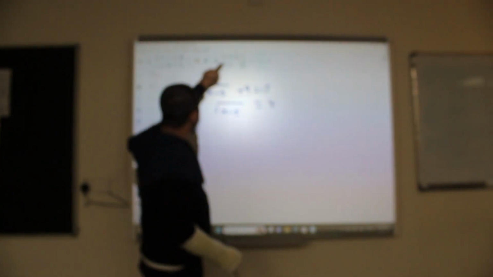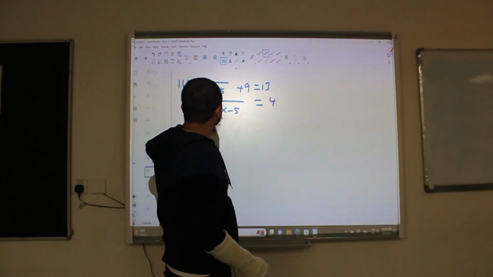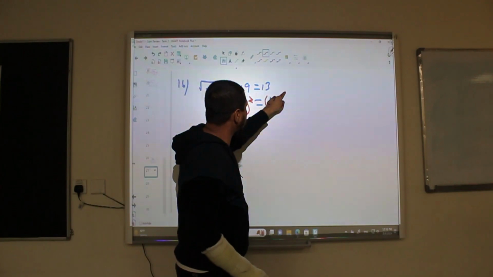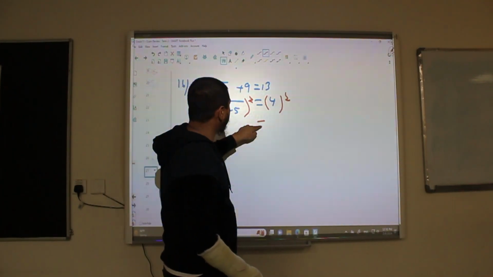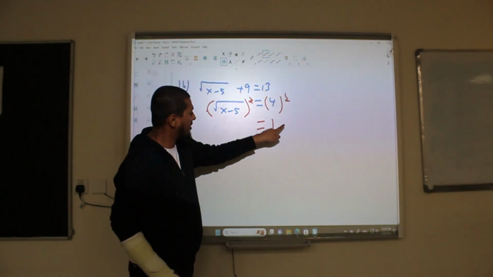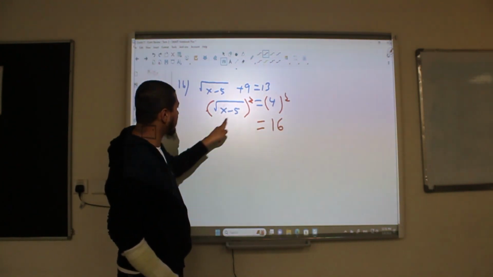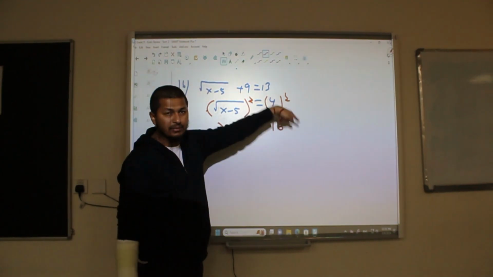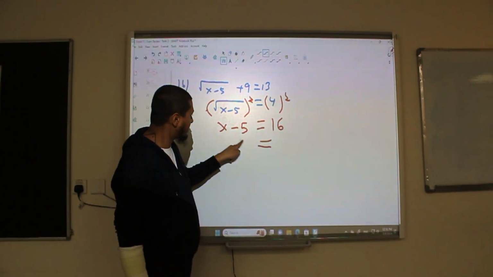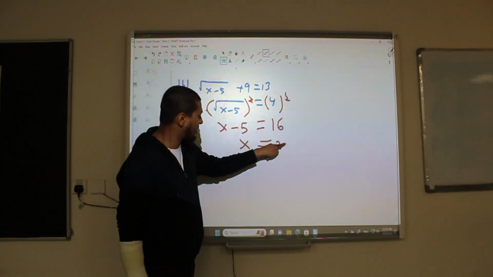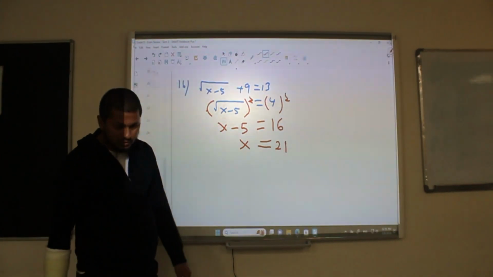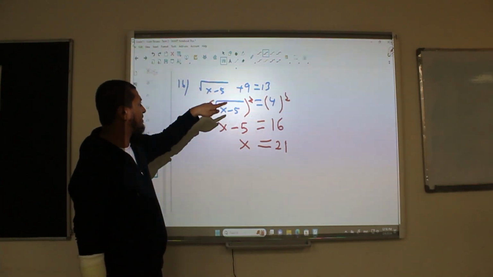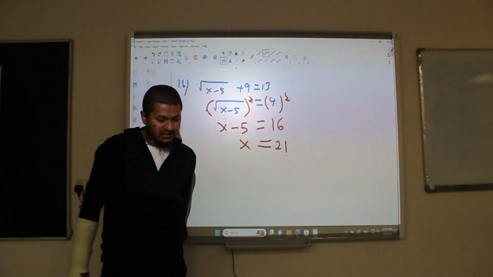We can just square both sides, right? Because when you square a square root, it falls off, right? We're squaring both sides, so 4 squared is 16, and if we square this, we get x minus 5, right? And now we need to take the minus 5 over, so we get x is equal to 21. And let's check it down. So what's 21 minus 5 is 16, square root of 16 is 4, 4 plus 9 is 13.